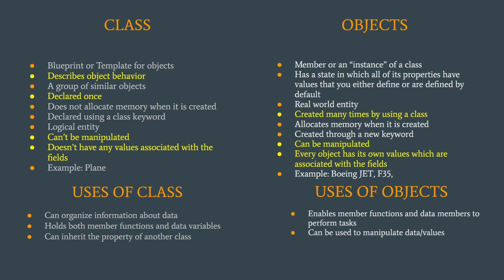object. Okay, so in a class, you typically have a blueprint or a template for objects. Okay, they typically describe an object's behavior. Okay, and they're often used to group similar objects together. Okay, typically they're only declared once. They do not allocate memory when they are created. They are declared using the class keyword, which I'll show you in a moment.